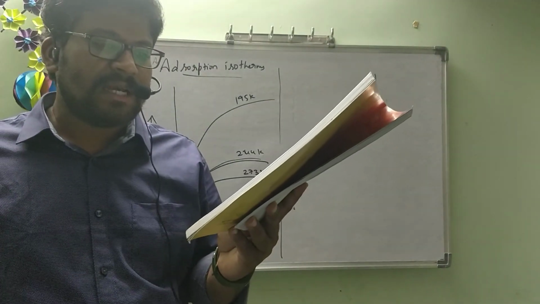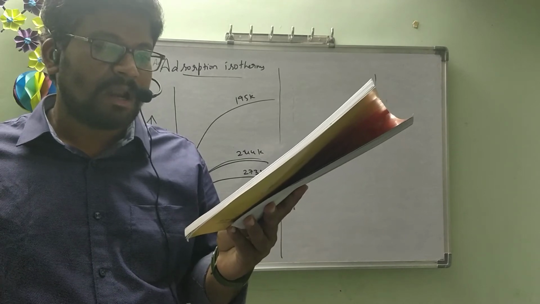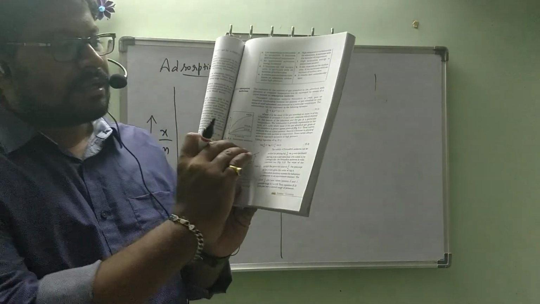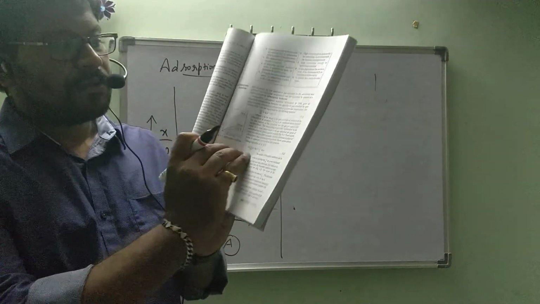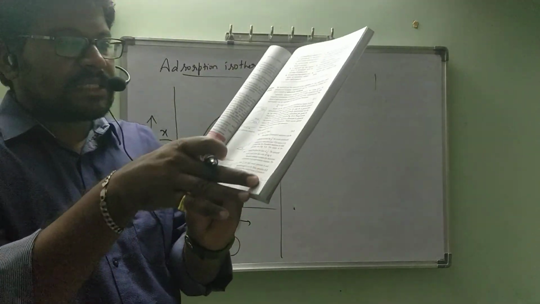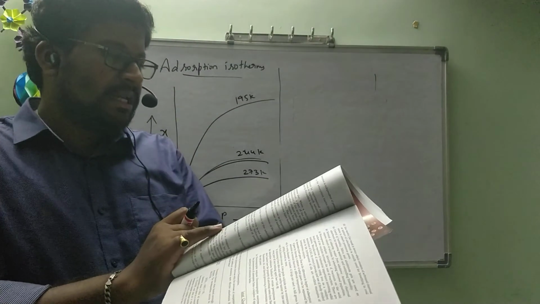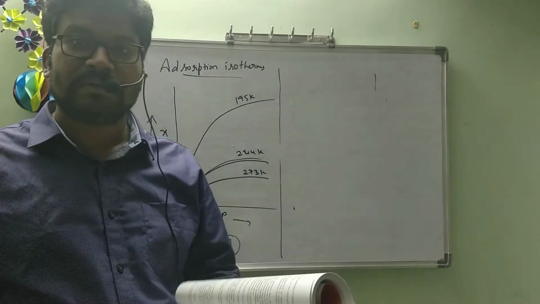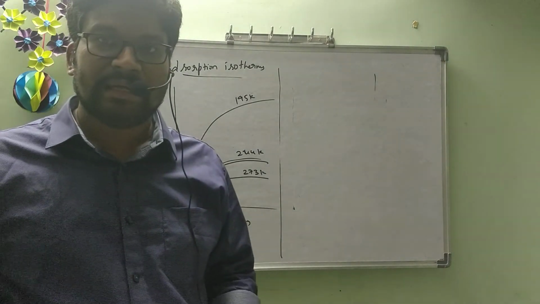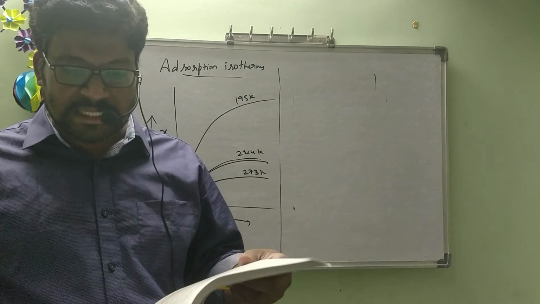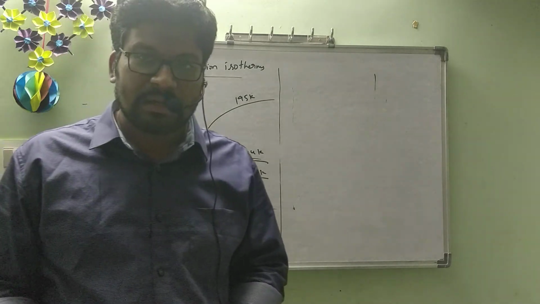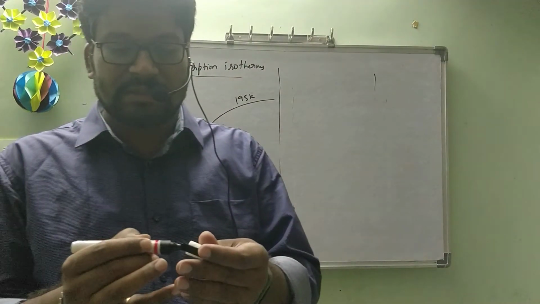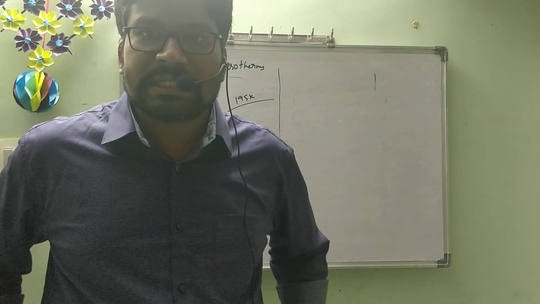The validity of Freundlich isotherm can be verified by plotting log x by m on y-axis and log p on x-axis. Correctly, till this much we have completed 5.2 up to this graph. Next graph onwards, as well as adsorption from solution phase and applications of adsorption, we will see in the next class, and we will start with colloids. That is about today's class. I hope you are very clear about the comparison between physisorption and chemisorption, as well as what these Freundlich adsorption isotherms are.